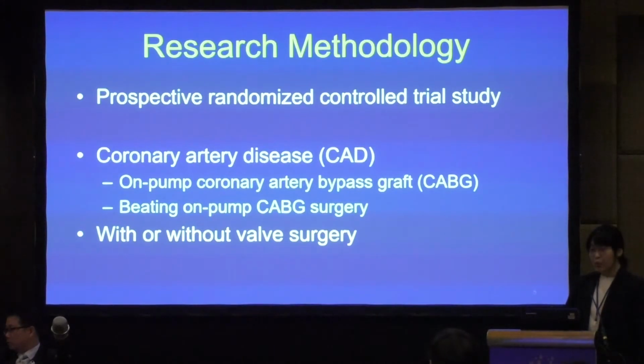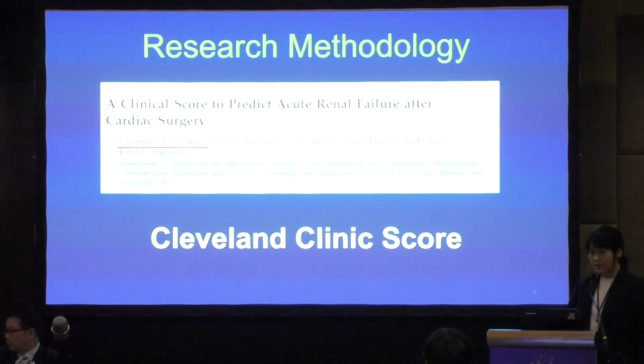It was a prospective randomized controlled trial. Patients diagnosed with coronary artery disease who were scheduled to undergo on-pump CABG. For the predictive score to detect patients who had preoperative renal impairment, I used the Cleveland Clinic score by Thakar. This model can predict AKI after cardiac surgery.